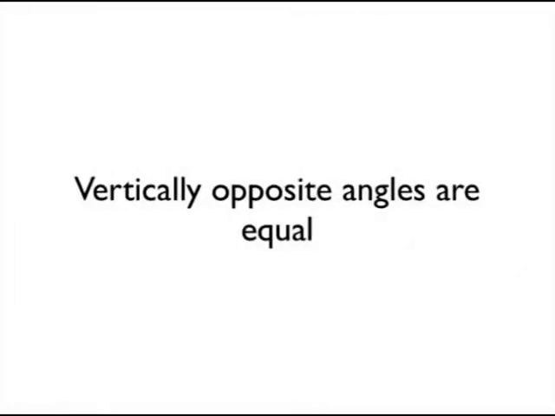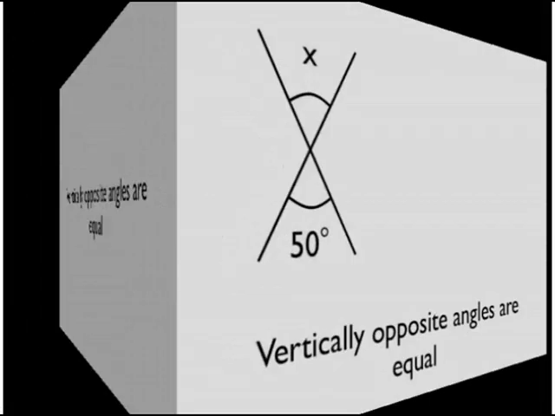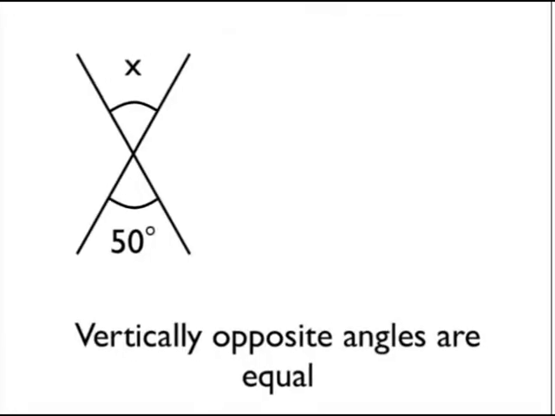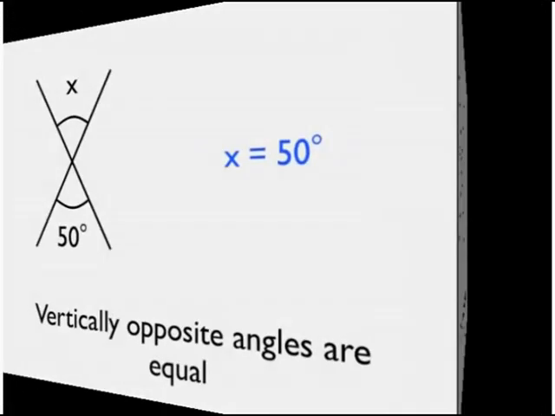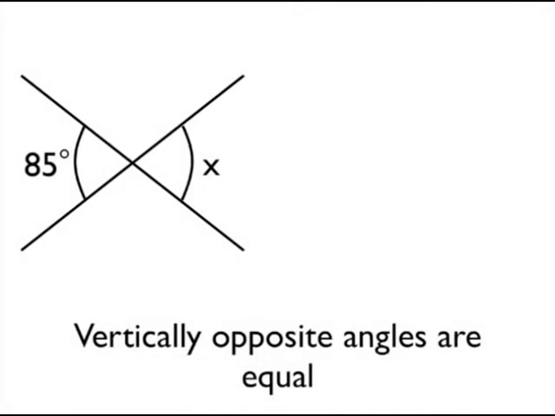The thing is, vertically opposite angles are equal. So for these two vertically opposite angles, x is also 50 degrees. In this one, x is 85 degrees because it is vertically opposite to the angle 85 degrees.